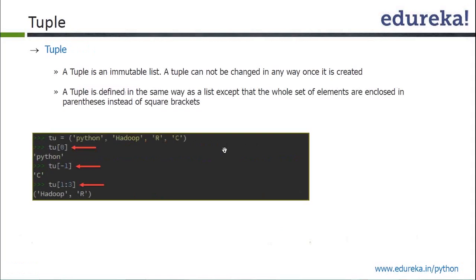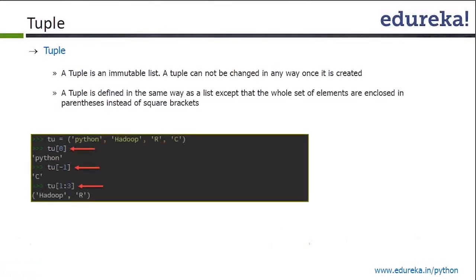It has been multiplied by 3 times. Now we have learned all that about lists, right? We are good with lists. So let's move on to tuple.